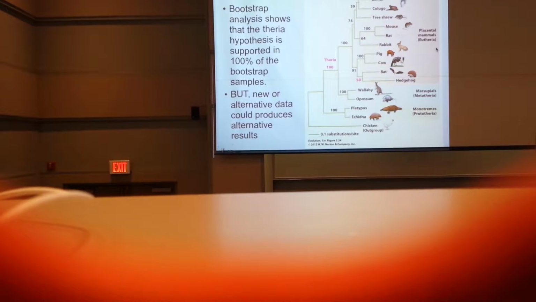So here's a tree. So these are substitutions per site. So this is one substitution per base pair, right? The length of these tells you how much evolution is happening since the last ancestral node. And so that means that the chicken is really different from this whole crowd over here. It's evolved a lot in the meantime. In contrast, the platypus and the echidna have evolved only a tiny bit since they diverged.